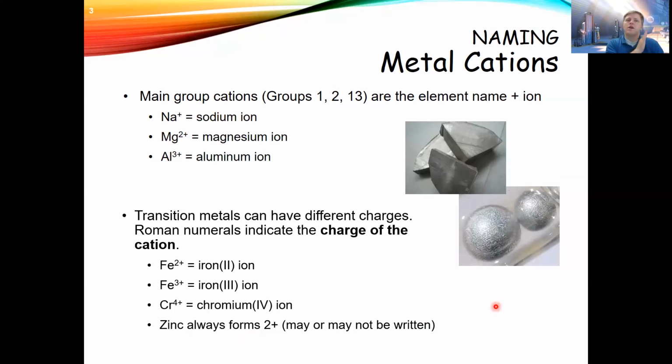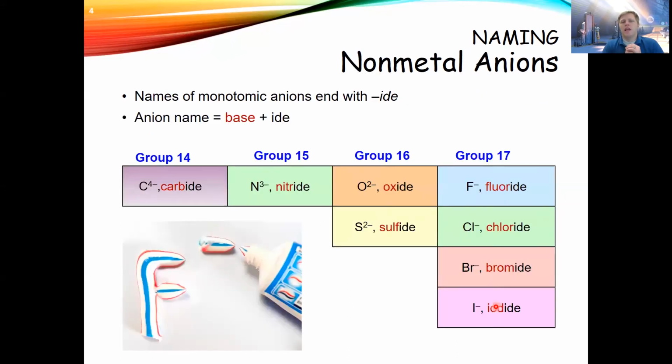Okay, so these are our main group cations, the things showing up on the left of the periodic table. Now let's go to the right on the periodic table and talk about our anions. Anions that are made of only one atom are almost always nonmetal species: carbon, nitrogen, oxygen, fluorine, sulfur, chlorine, bromine, iodine. When we're naming them, we're just going to add the suffix "ide" to the base name.